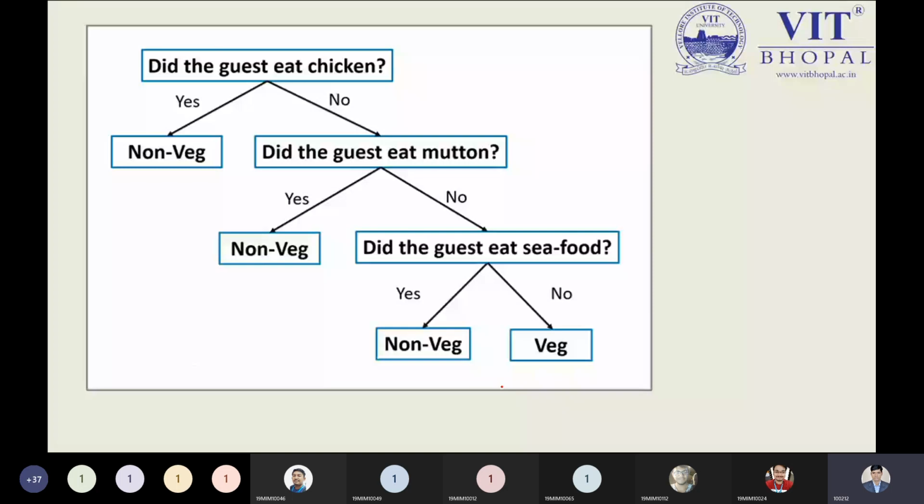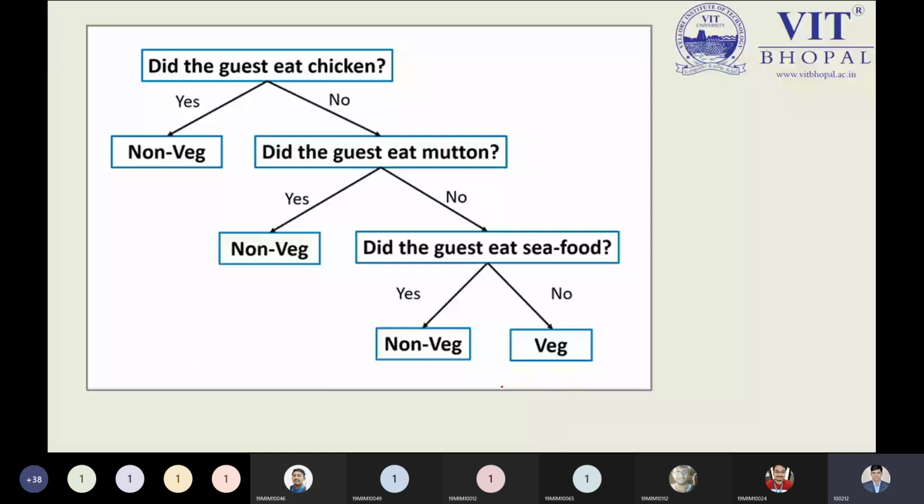Did the guest eat chicken? If yes, you say that is non-veg, so definitely you could put that guest into the non-veg category. But if you ask the same question again and the guest is not interested in eating chicken, maybe they can eat another non-veg item.